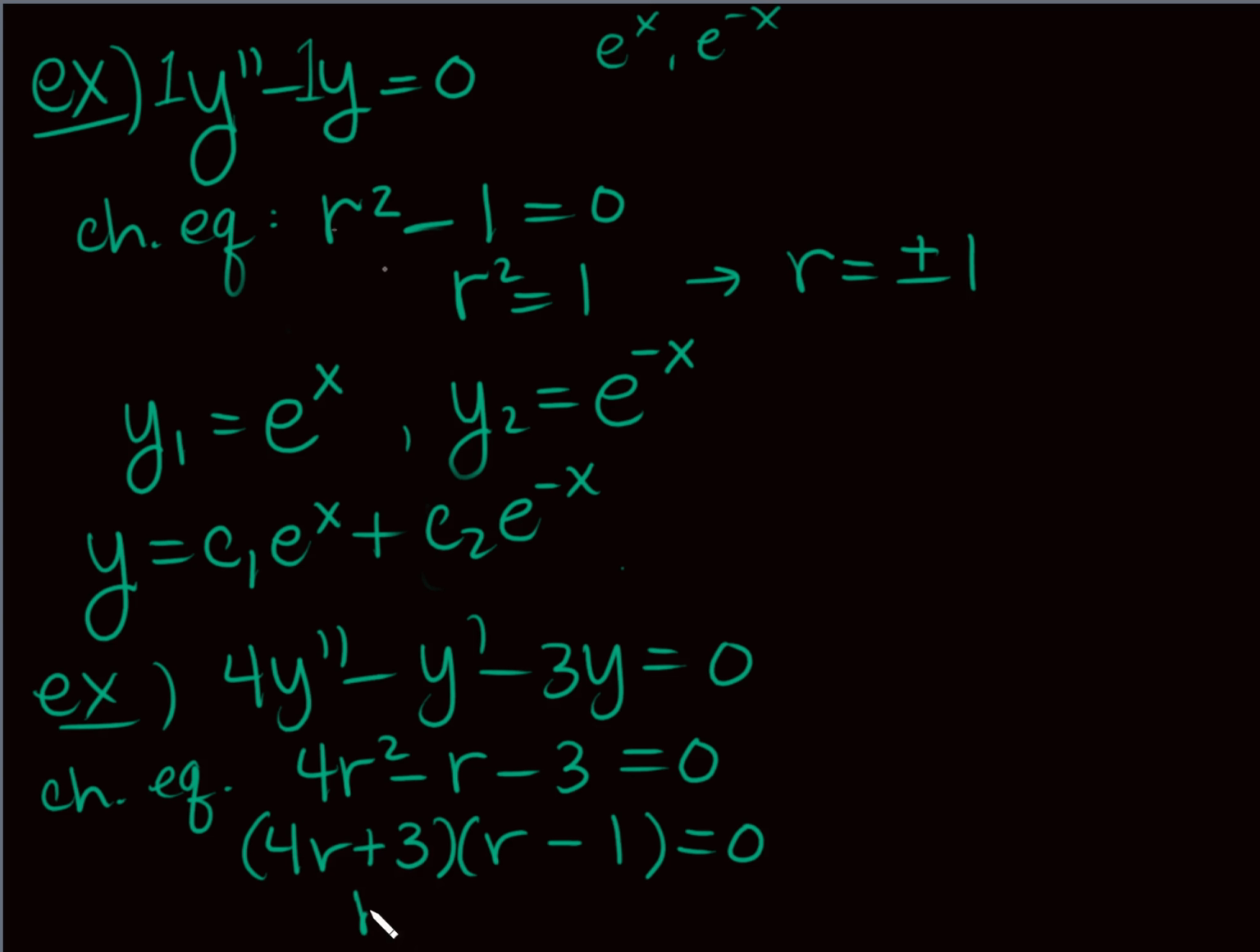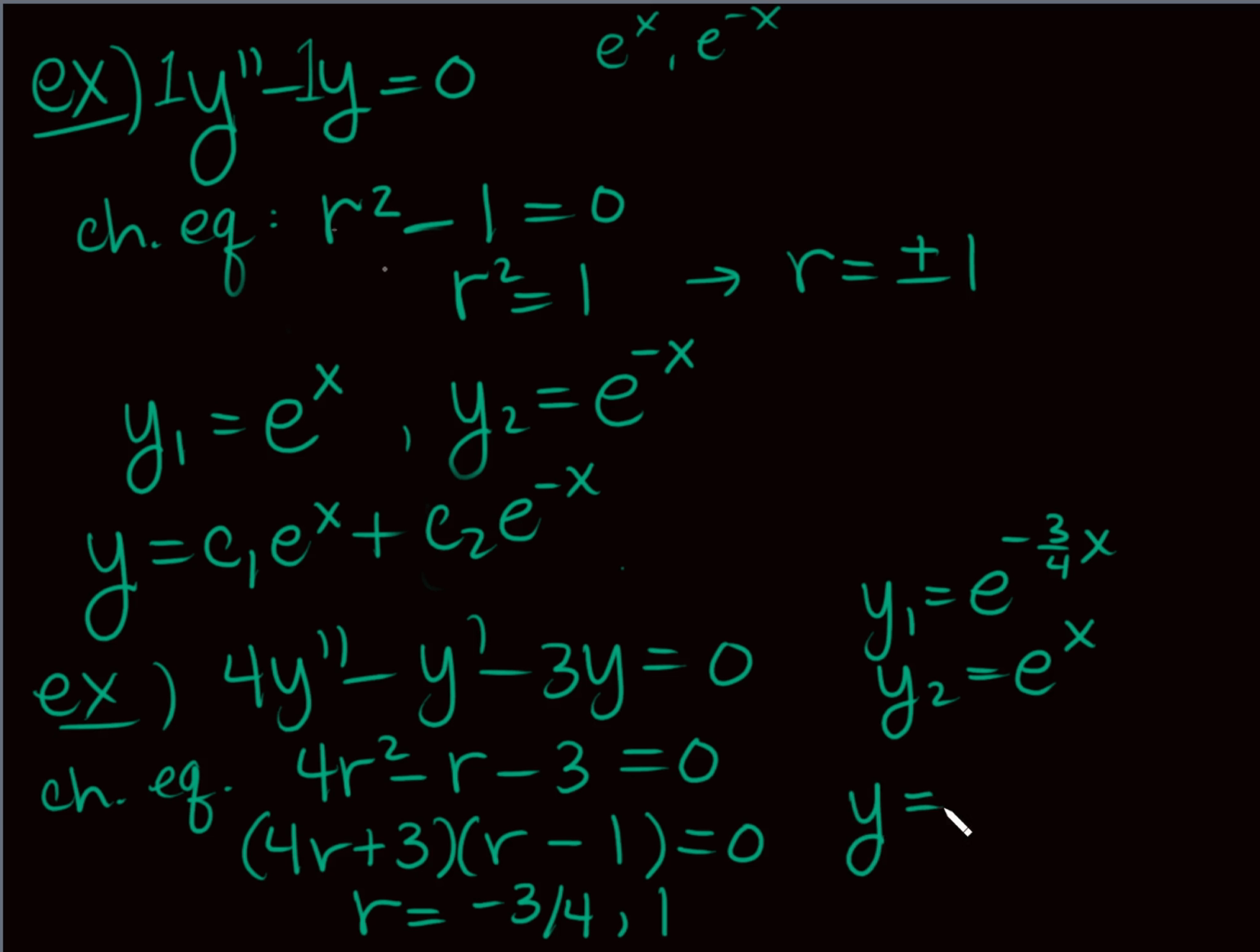So what do we have for our roots? -3/4 and 1. And so we have two solutions here. We have y sub 1 is e to the -3/4 x. Y sub 2 is e to the x. And so our general solution then, y, is C1 e to the -3/4 x plus C2 e to the x.